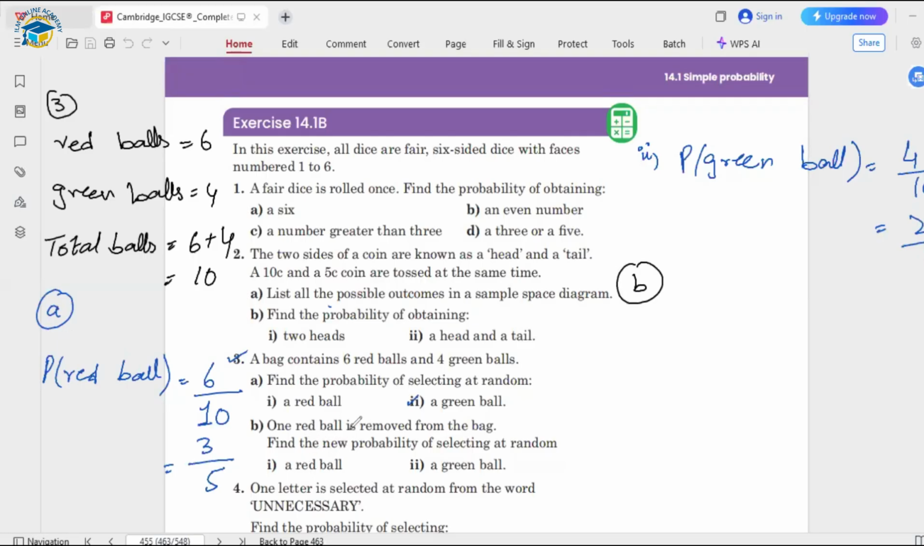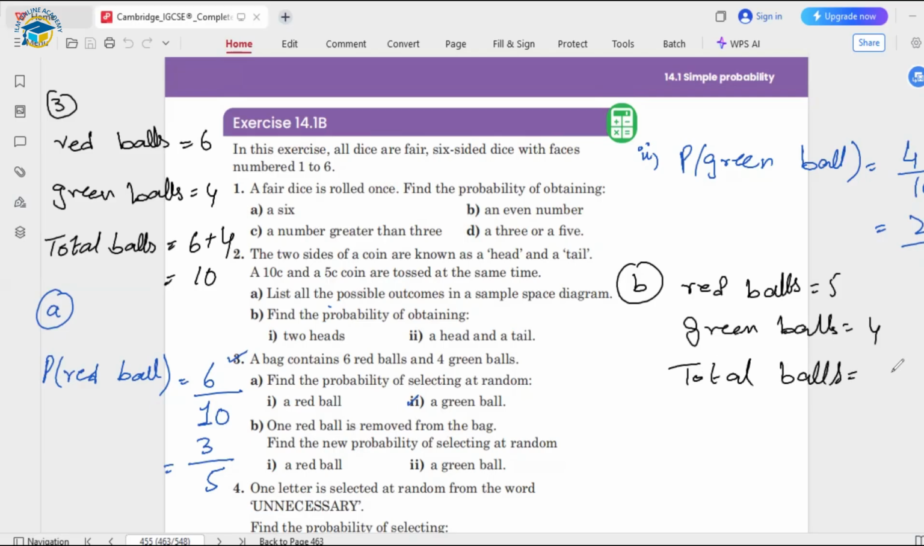In this, they're saying one red ball is removed from the bag. So if one red ball is being removed, now the red balls will be remaining 5, and green balls will be similar. Green balls will be 4. So now your total balls will be changed. There will be 5 plus 4, 9. So according to this concept, now we need to find out the possibilities.